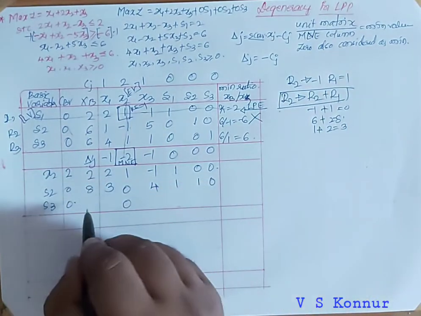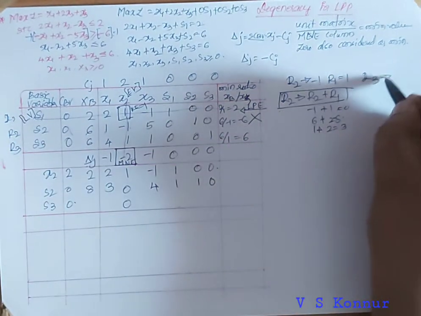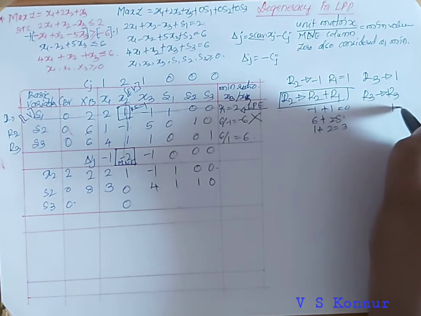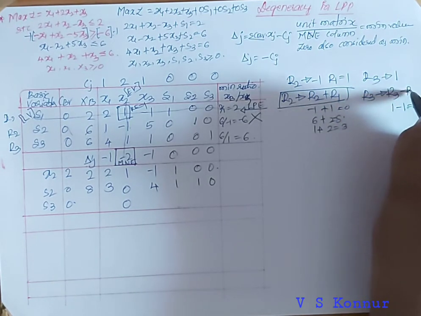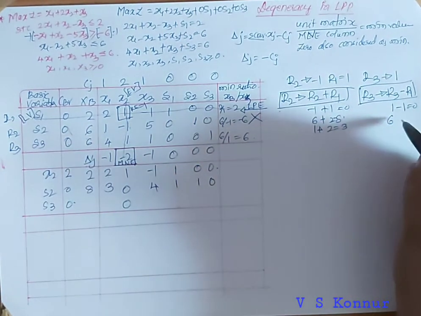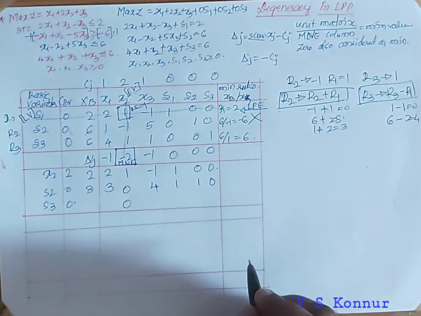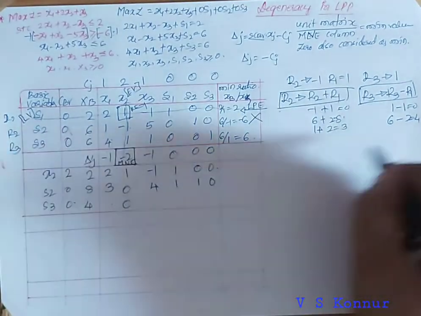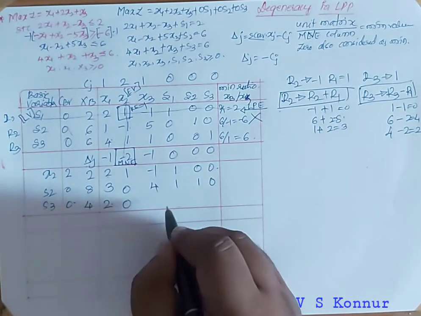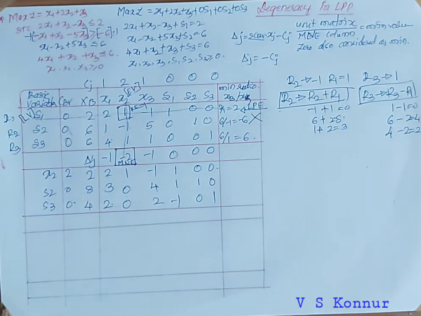Next for R3, you have to write the equation. R3 is having 1, so R3 minus R1 is equal to 0. So this formula will be applied. For this one I will explain: 6 minus R1, which is having 2, 6 minus 2 is equal to 4. For this also, 4 minus 2 is equal to 2. The same way we will get these equations.